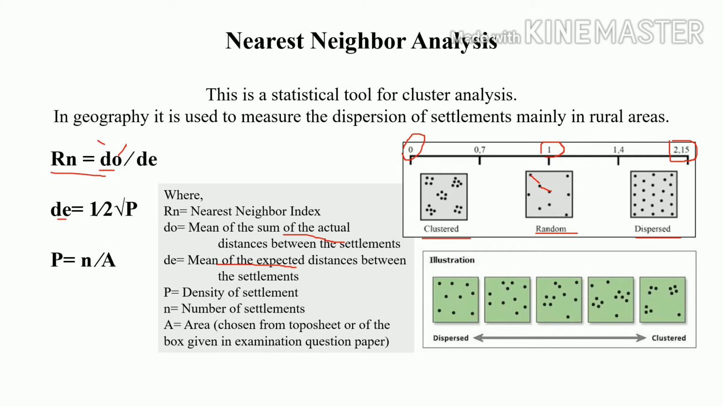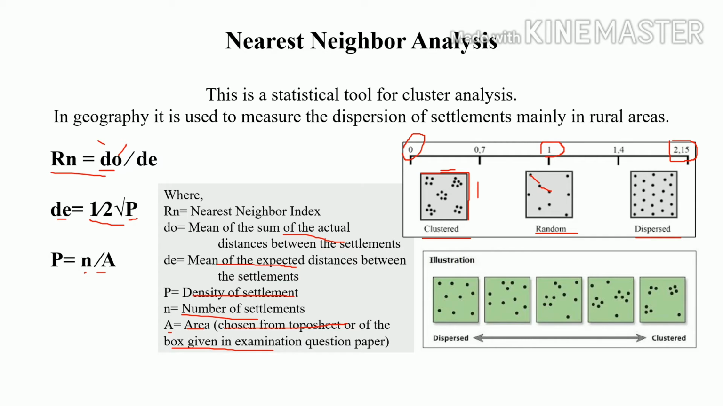Then how can we calculate DE, the expected distance? That formula is 1 upon 2 root P. P is the density of settlement. How is density of settlement calculated? N upon A. What is N? Number of settlements, and A is area. What is area? Area is chosen from a topo sheet or a box given in the examination. So in this examination a box like this was given, so we can get the area by multiplying the width and the length.